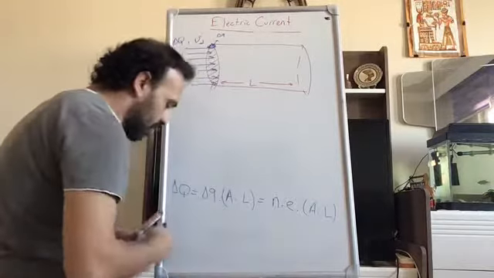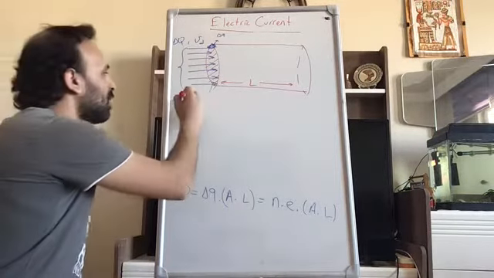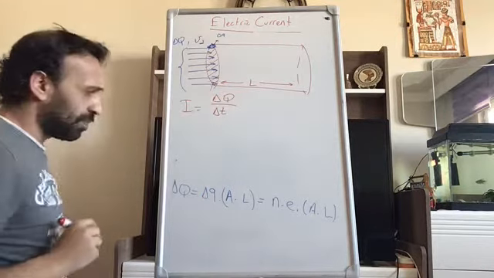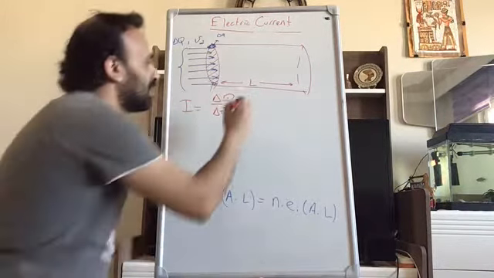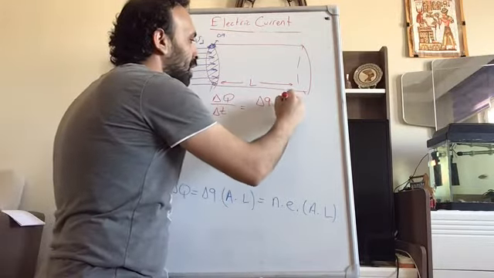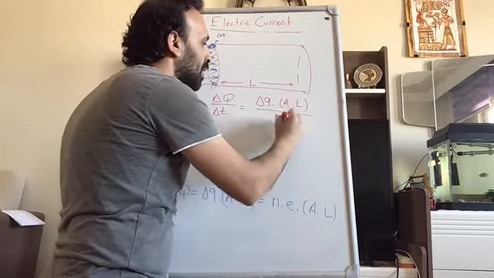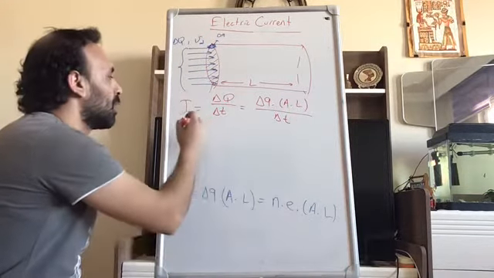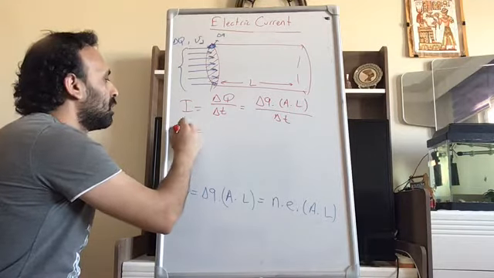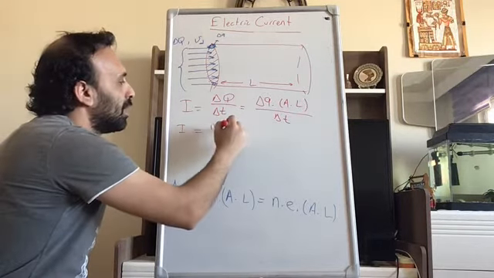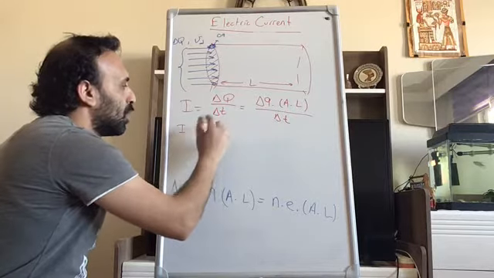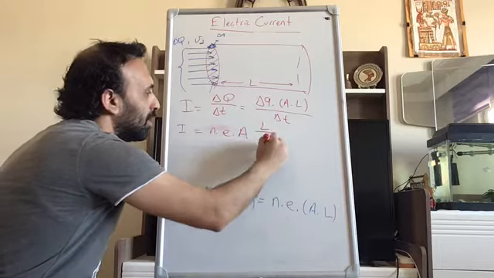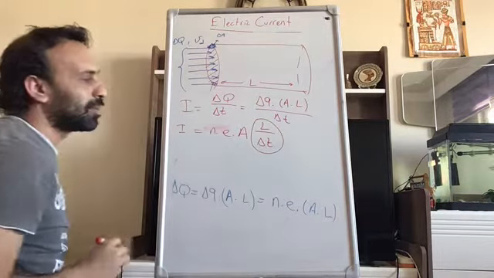Let's get back to our current equation. Okay, the current I is equal to delta Q over delta T. Delta Q can be written as delta Q times A times L over delta T. And I can write delta Q in terms of the number of electrons, so I will be equal to n times e times the area times L over delta T. Now let's take a look at this term.